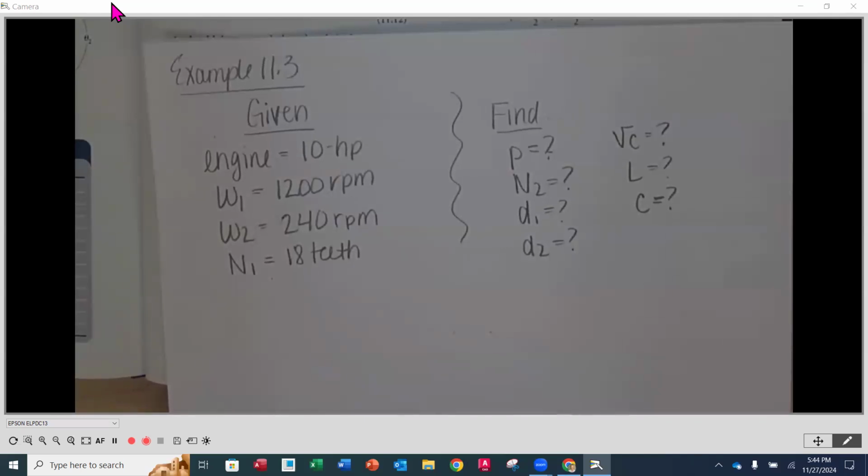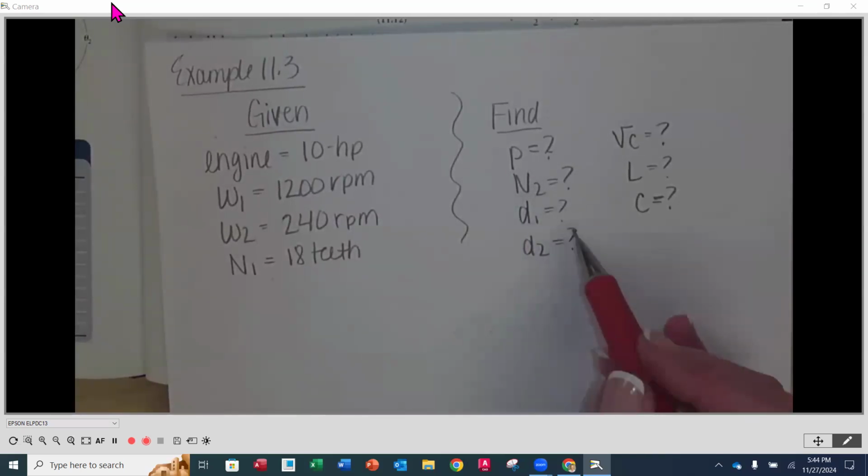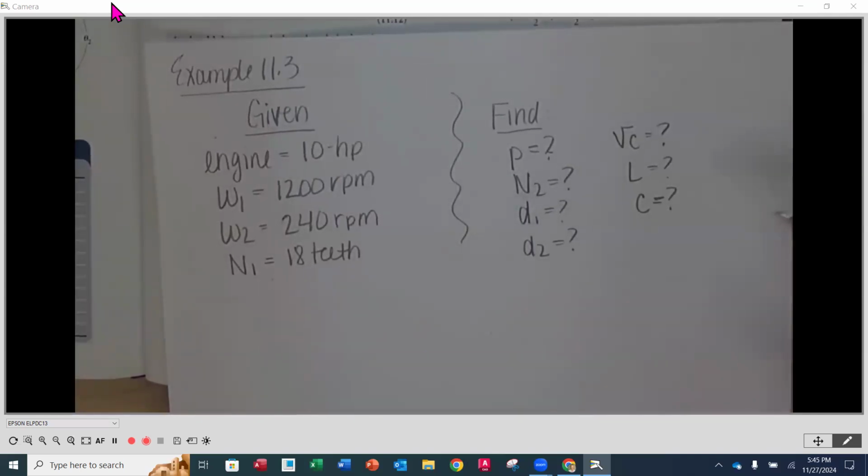And then the items that we need to find are listed over here. P is going to be our chain pitch. Then the number of teeth on our driven sprocket. The pitch diameters of both the driven and the driver sprockets. The chain speed itself, the straight line velocity. And then the length and links of the chain to go over the top of both of those sprockets, as well as the center distance that we are expecting.